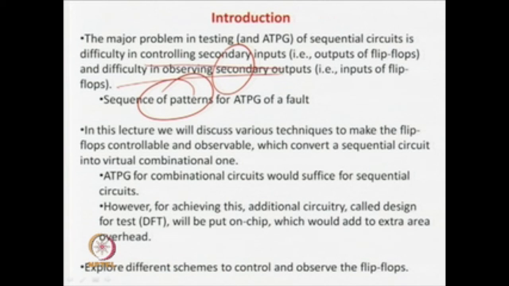So in this lecture we will see what we can do at the circuit level so that ATPG for combinational circuits would suffice for sequential circuits. That is, somehow we use the ATPG algorithm, the D algorithm for combinational circuits, and say that it is done for the sequential circuit. For the parts which you have to control indirectly, we will use some other technique, which is actually called the scan chain, as you will see, to control them indirectly.